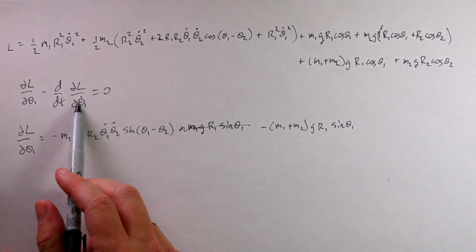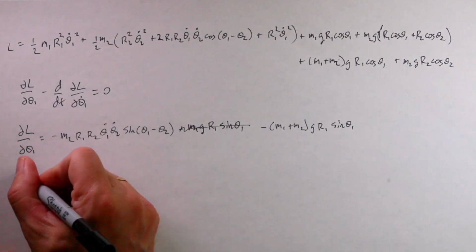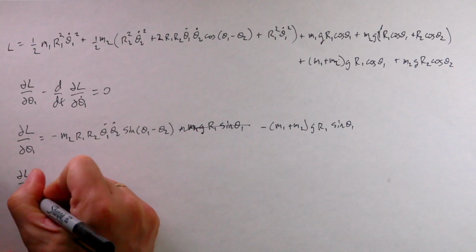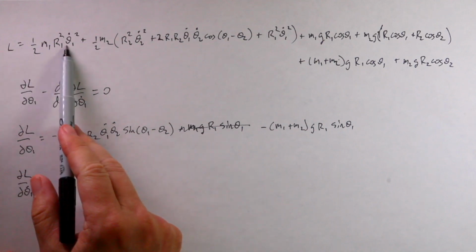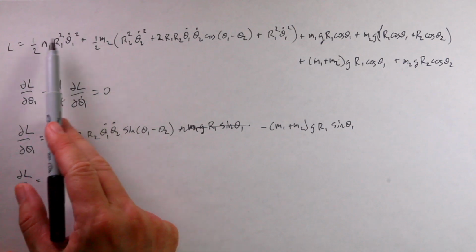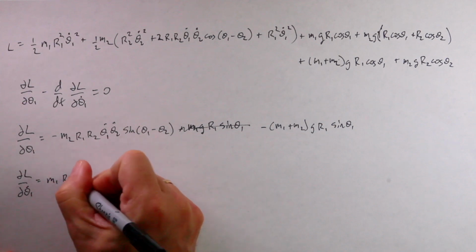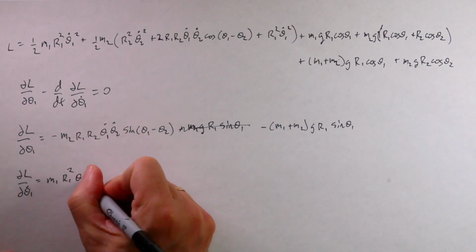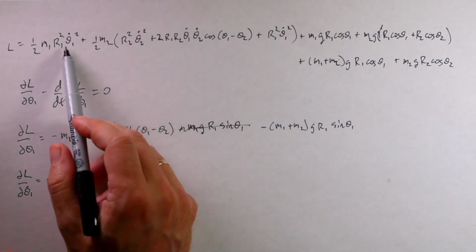Okay, now I need to do this term. I'm going to do this in two parts. I'm going to first take the partial of L with respect to theta 1 dot. Partial of L with respect to theta 1 dot is going to be equal to, okay, I'm going through, there's one right there. It's a power rule, so it's going to bring the 2 down. So I have 2 over 2, and I get m1 r1 squared theta 1 dot. I haven't taken the derivative with time. I'm just doing this part right here.